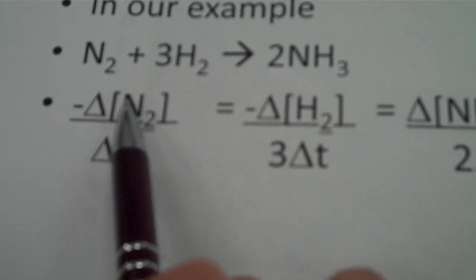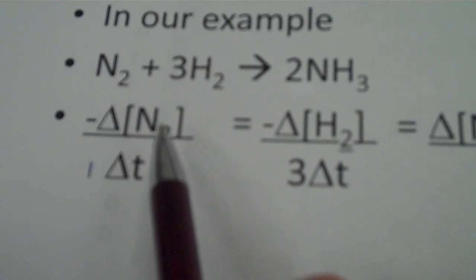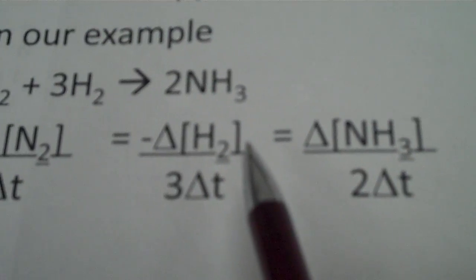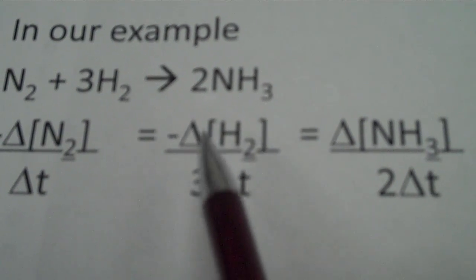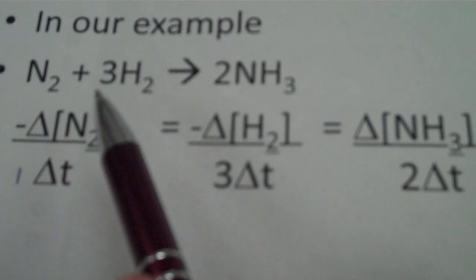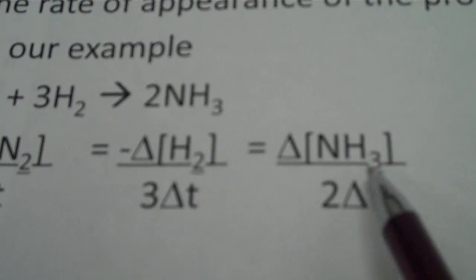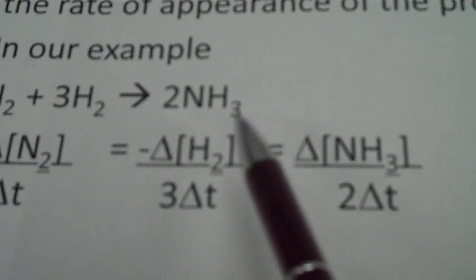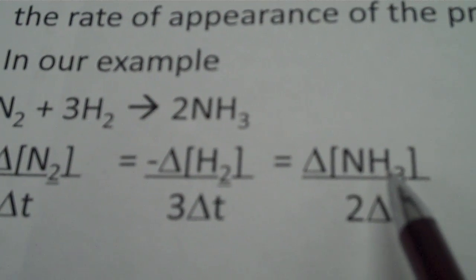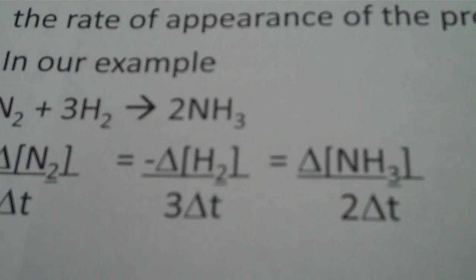If we look here, this number up here is really just a 1 in front, so in front of here, we really have a 1 as well. So we're having a negative change in the concentration of N2 all over the change in time. Then we look over here, we have the negative change in the concentration of hydrogen all over 3 times our change in time. And again, we put a 3 there because we have a 3 for our number of moles. Then we look at our last one, it's now positive because it's a product, and we're taking the change in the concentration of NH3 all over 2 times the change in time. So those are very important.